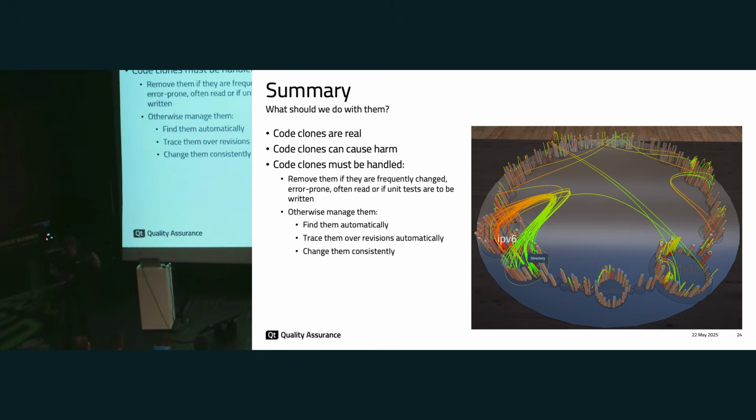Then you have to also trace them across the revisions of the software, because you want to know whether they are changed, for instance. If they are changed often, quite likely you want to refactor them. And also in particular, if they are changed inconsistently, then maybe something is wrong, or maybe you have to fix them.